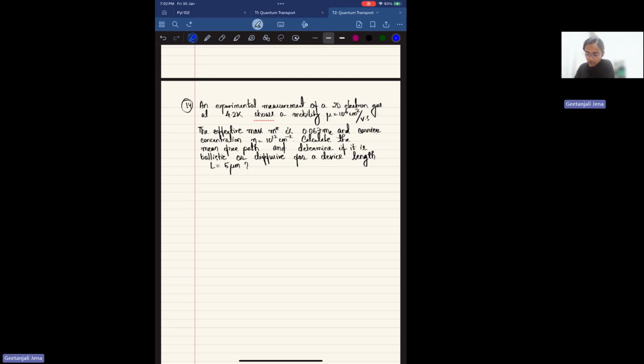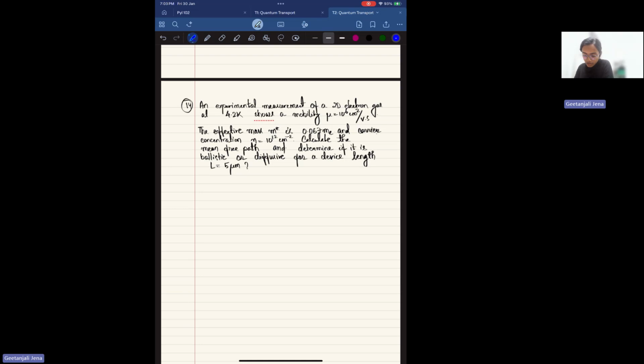Please go through the question once. Let me read out the question first. An experimental measurement of a 2D electron gas at 4.2 Kelvin shows a mobility mu of 10 to the 6 centimeter square per volt second. The effective mass m star is 0.067 me and the carrier concentration is 10 to the 12 per centimeter square. Calculate the mean free path and determine if it is ballistic or diffusive for a device length of 5 micrometer.